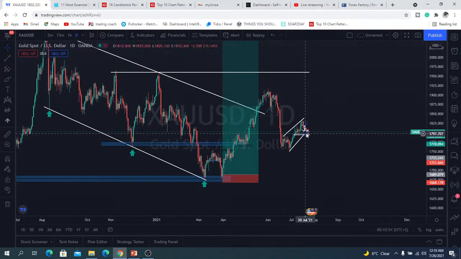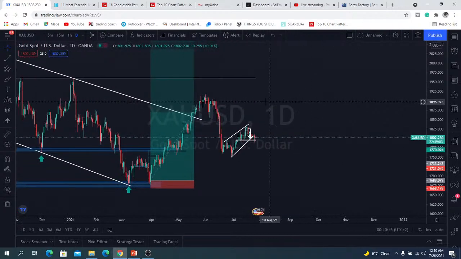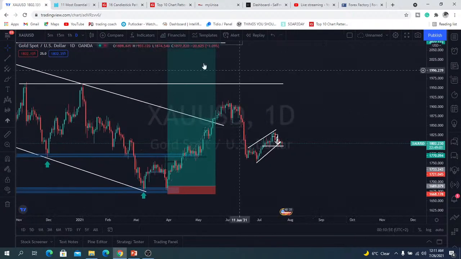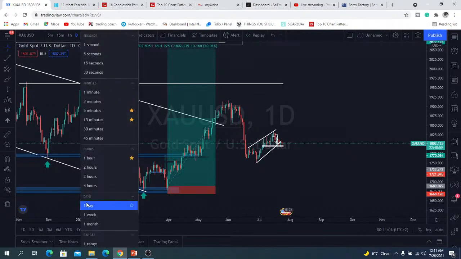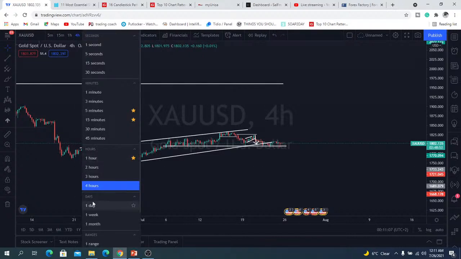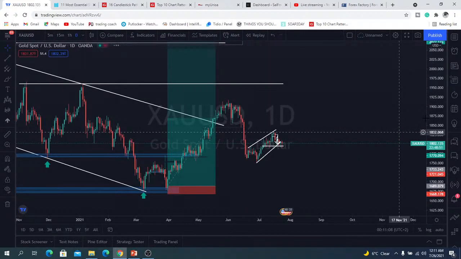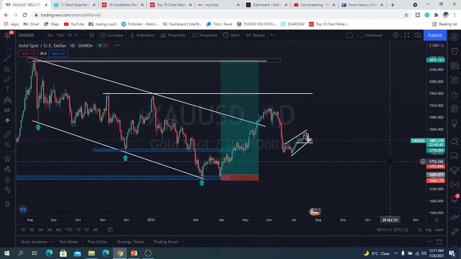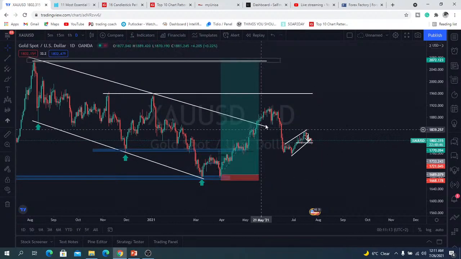Now what's next? We can talk about things that have passed, but what's next? Let's switch to a smaller time frame. Oh, by the way, let's go back here. Here we can see we had this move to the upside, and then this trend ended. This trend right here ended. We are now on a new trend.